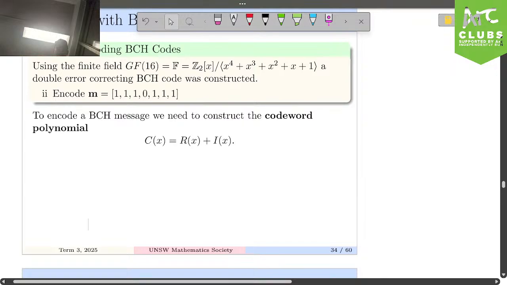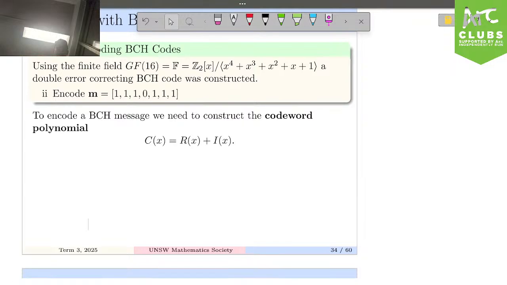Encode this message using BCH coding. The way we do this is we need to construct our code word polynomial. So if we had a real message, what we would do is start reading off our message, and we would just say the coefficients are going to be the message, a real code word.